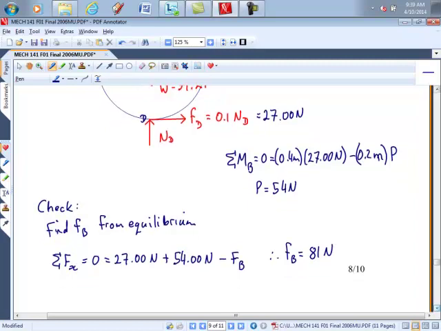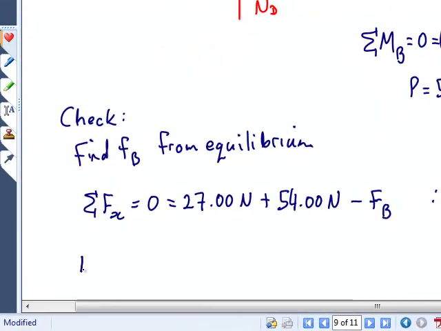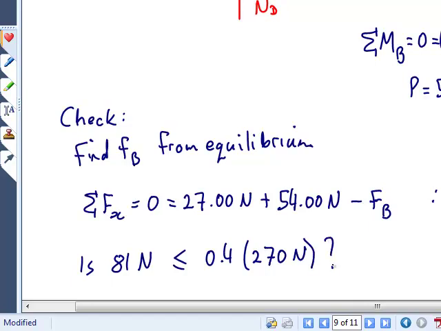So now we have to ask ourselves, is 81 newtons less than or equal to, what was the coefficient? B 0.4 times NB, which was 270. And the answer is yes. So fortunately we guessed correctly.